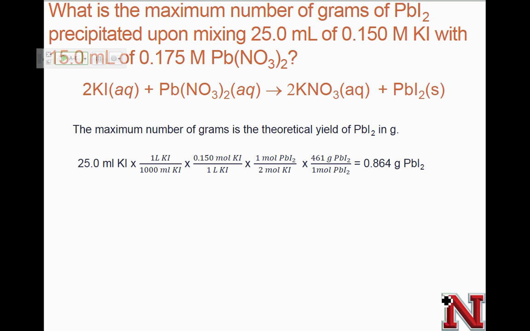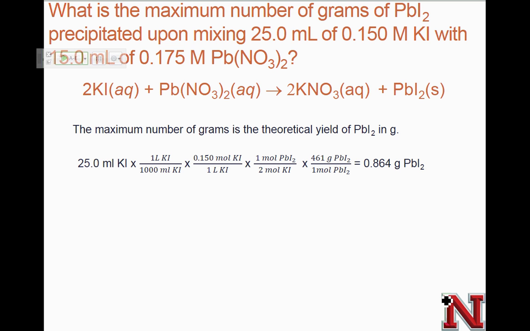To figure out if KI is limiting, we know we have 25 milliliters. Now we have to convert that to liters because our concentration is in moles per liter. That's our molarity. Then we can use our concentration. We are told that we have a 0.150 molar solution of KI. So that means we have 0.150 moles of KI for every 1 liter. We don't have 1 liter, we only have 25 milliliters. So we can figure out exactly how many moles of KI we had in that volume.